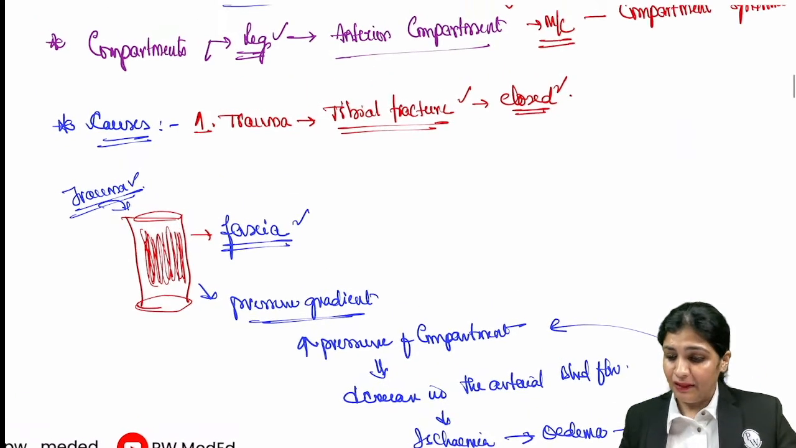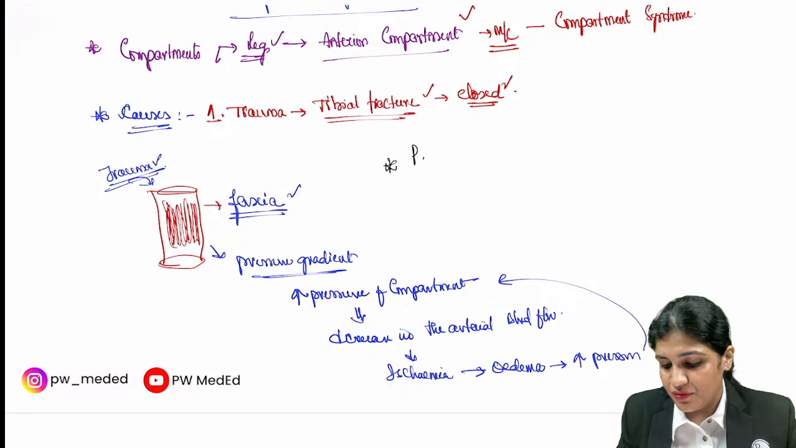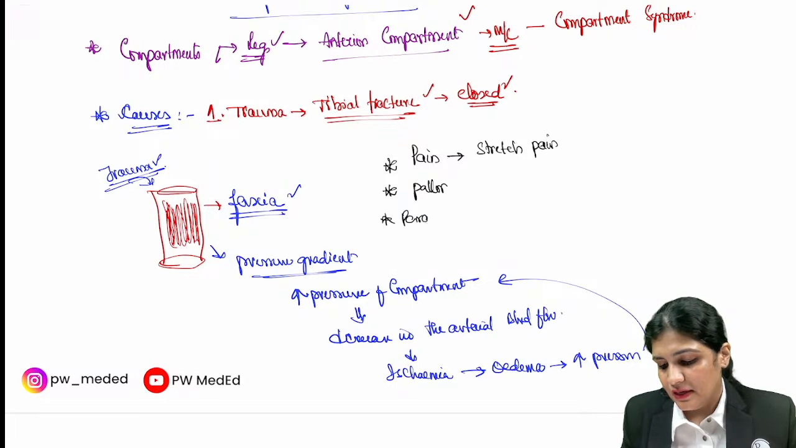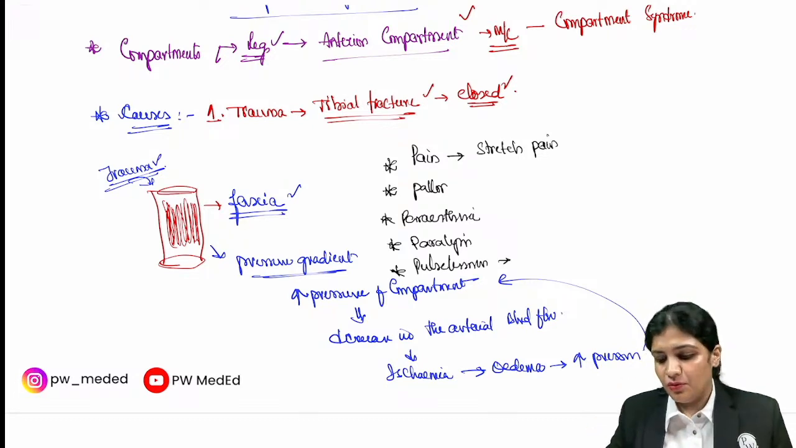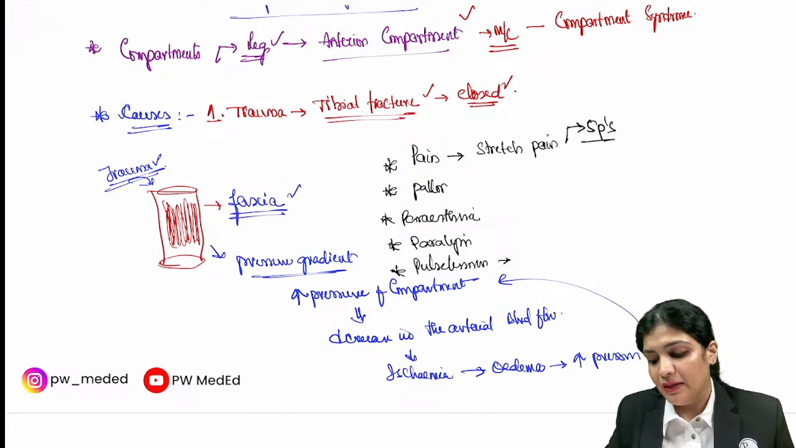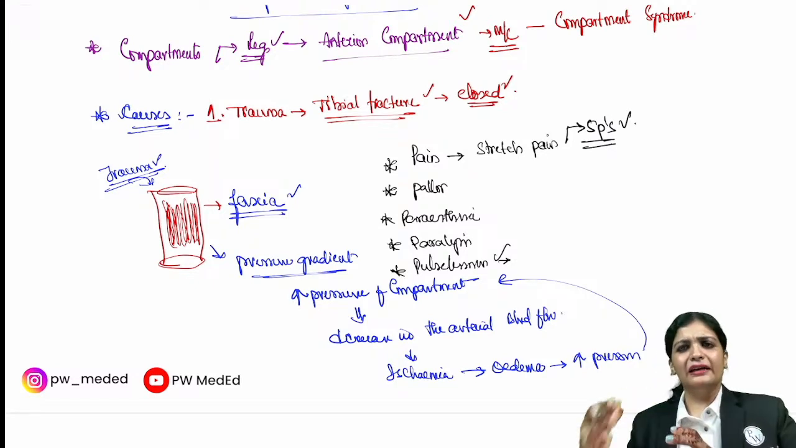Whenever this is happening, the patient presents with 5 classical signs and symptoms. The first one is pain, and that is stretch pain. So there will be pain, there will be pallor, and there will be paresthesias because of compression of the nerve in the compartment. Then there will be paralysis of the muscle, and then there will be pulselessness. These are the 5 classical signs and symptoms which are called the 5 P's of compartment syndrome. Here the pulselessness and the paralysis will occur at a later stage.